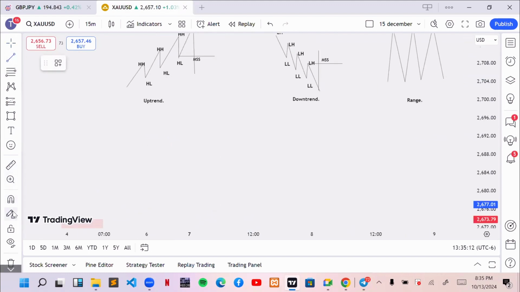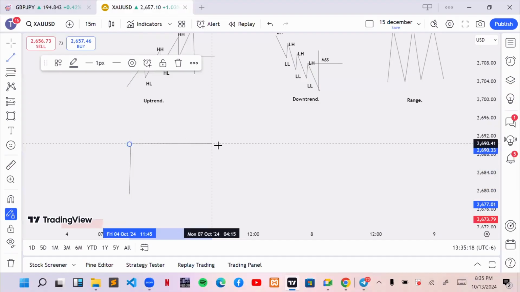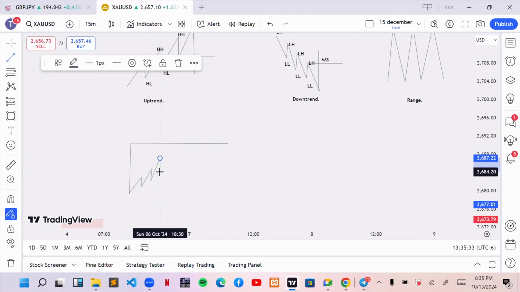So for break of structure, let's say this is a resistance level in the market. And then price was making a series of higher highs and higher lows, which is an uptrend. You see higher highs, you see higher lows. Then price goes something like this. So this is a break of structure.